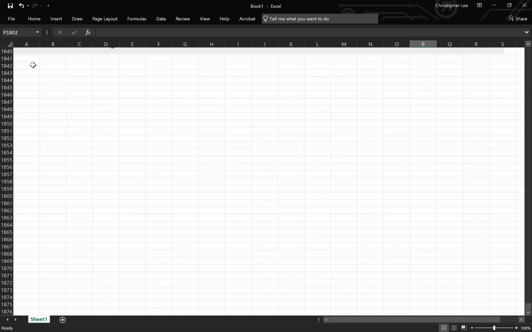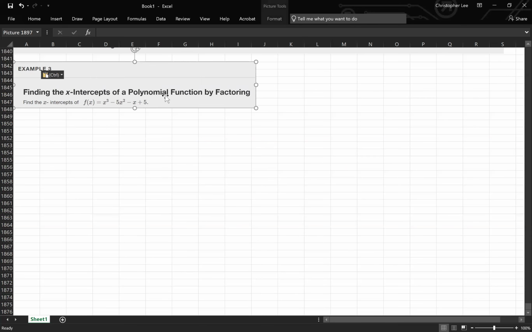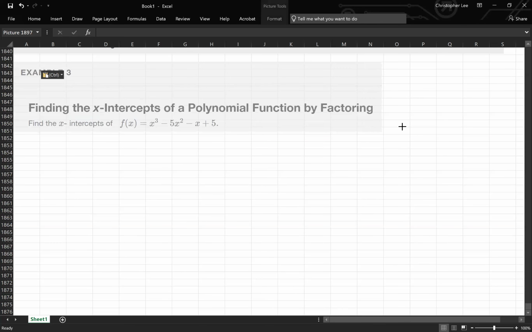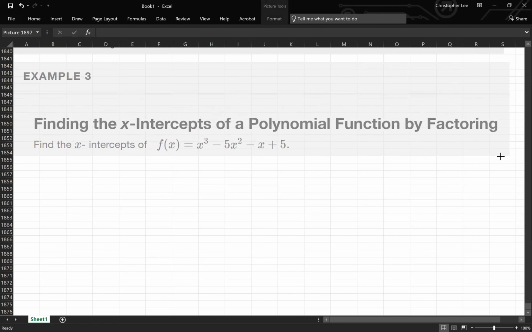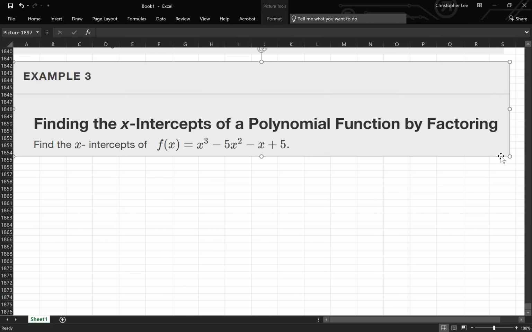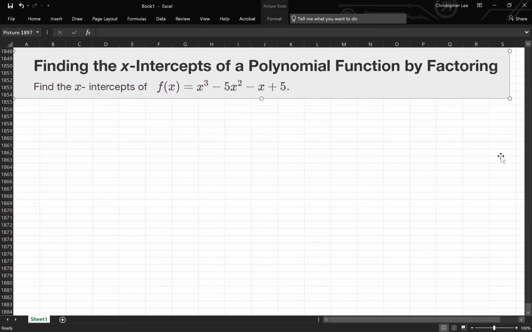Let's do another example. Although you guys pretty much get the gist of what we're doing here. Well, let's try another example. I got f of x is equal to x cubed minus 5x squared minus x plus 5, right? So I want to find the x-intercepts here. So I'm going to set this equal to 0. How do I factor this?